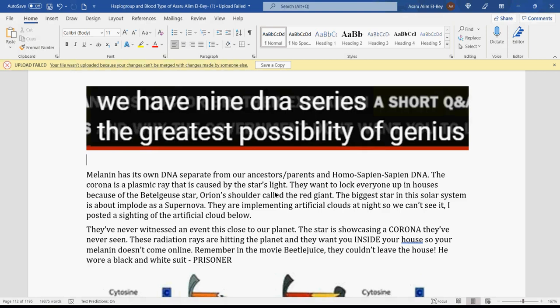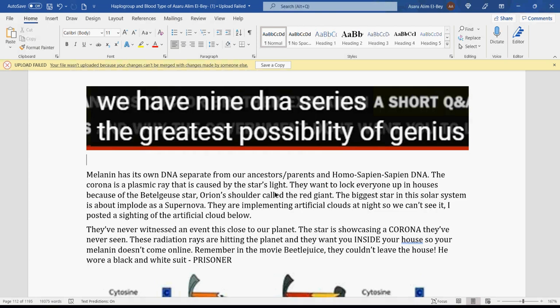But Orion's shoulder, called the Red Giant, the biggest star in this solar system, is about to implode. That's what it was. It was imploding as a supernova. It's going through a supernova state. So this is why they had the implementing of the artificial clouds at night so that we can't see it. So they never witnessed an event this close to our planet.